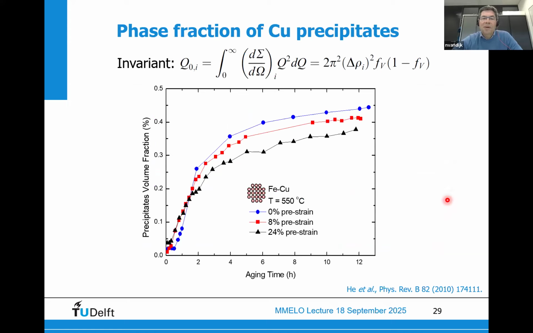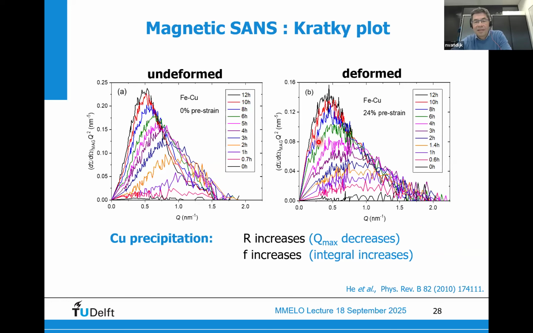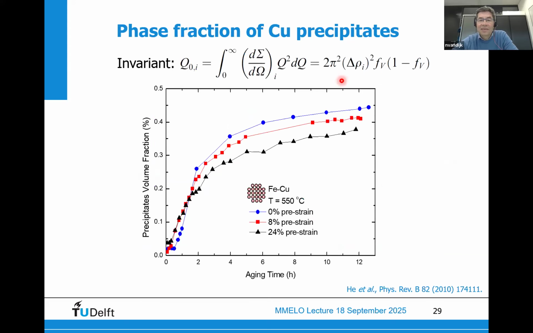So basically, theoretically, we can demonstrate that if we do this integration of what is below this curve, then you get something that is proportional to the phase fraction. So we have fractions of about 1%. So 1 minus this fraction is about 1. And here we have the contrast, and the rest are just constants. So the integral is a direct probe of the phase fraction.